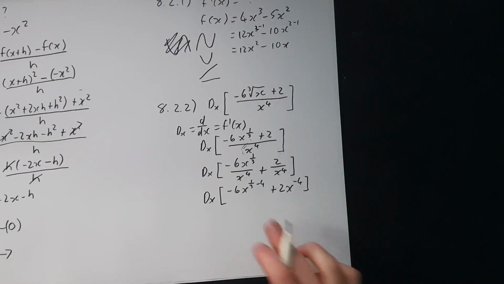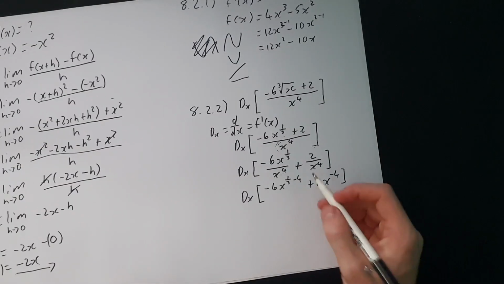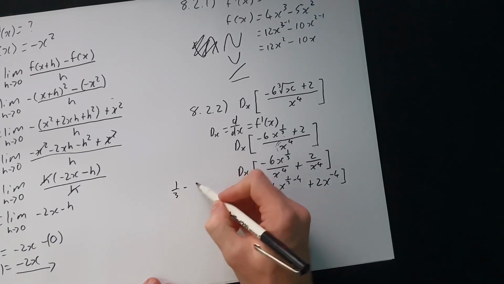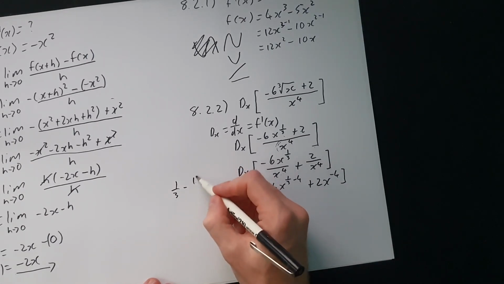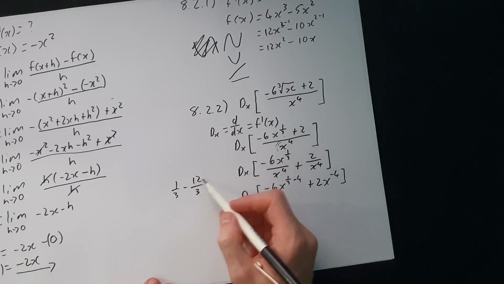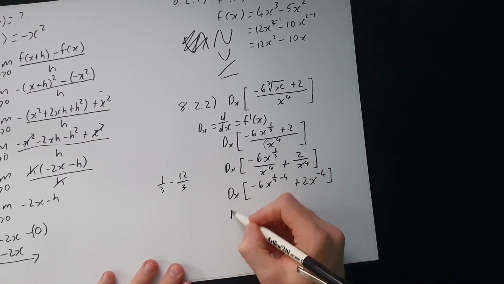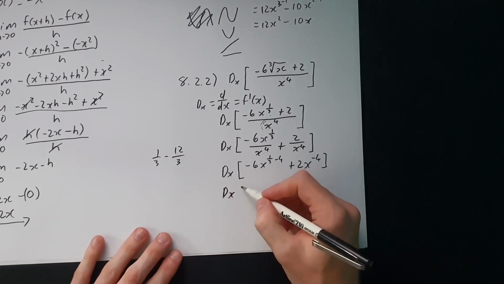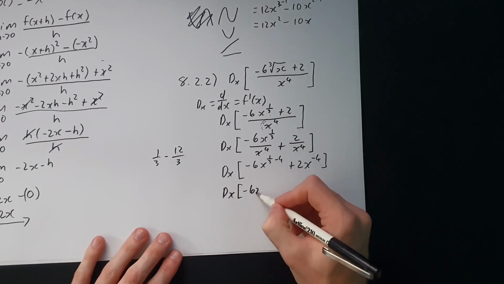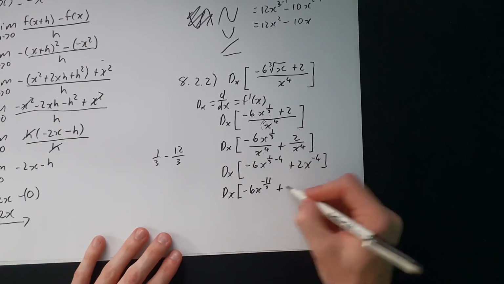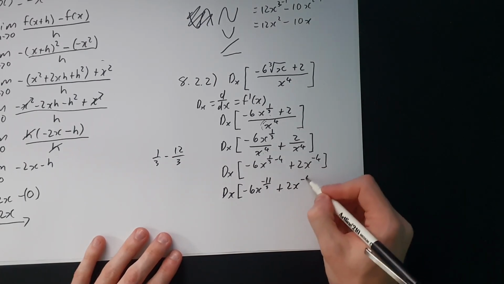If we do a third minus 4, let's just work it out on the side. That's 1 over 3 minus 12 over 3, so therefore that's negative 11 over 3. Then dx is negative 6 x to the minus 11 over 3, plus 2 x to the negative 4.